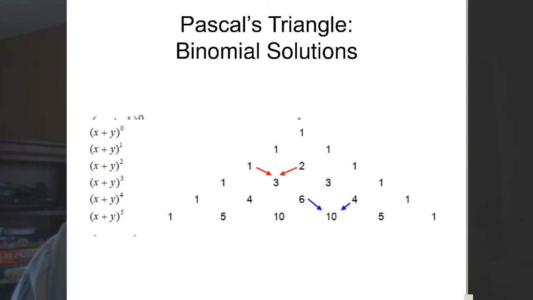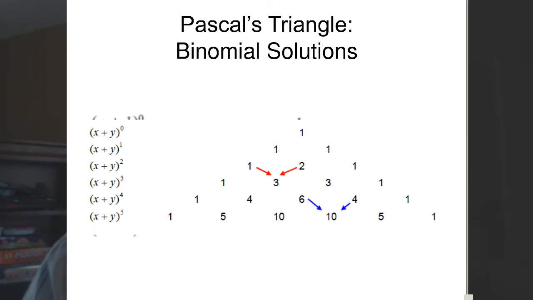So of course, x plus y, anything to the 0 power is 1. X plus y to the 1 is just 1 times x plus 1 times y, and we see that across here. And now when we have x plus y squared, guess what? 1 to 2 to 1. Does that look familiar to you? 1x squared plus 2xy plus 1y squared, 1 to 2 to 1.